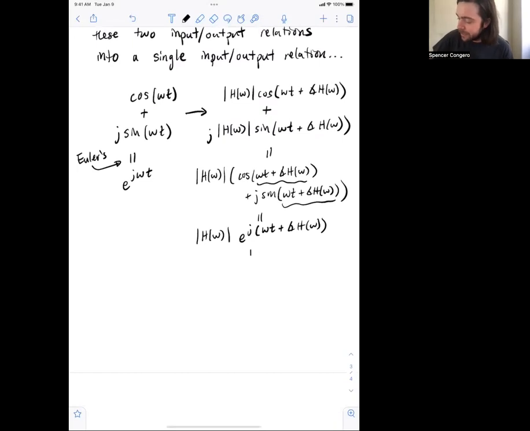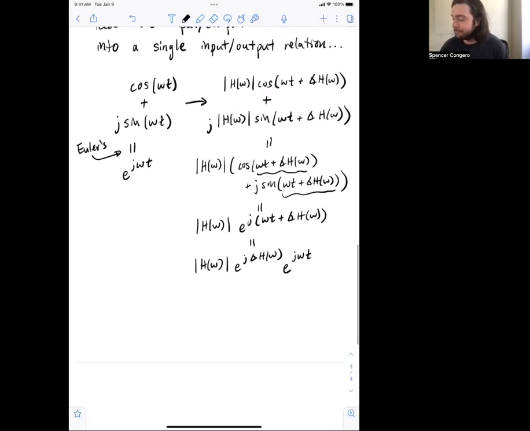Okay, but now what can I do? I can manipulate this a little bit. I can take the e to the j angle of h of omega out, and split this complex exponential function up into two pieces: e to the j angle of h of omega times e to the j omega t, because when I multiply those, of course, the exponents add. And now what is this? Well, that right there is exactly my h of omega. And so for this entire expression, I just get h of omega times e to the j omega t.